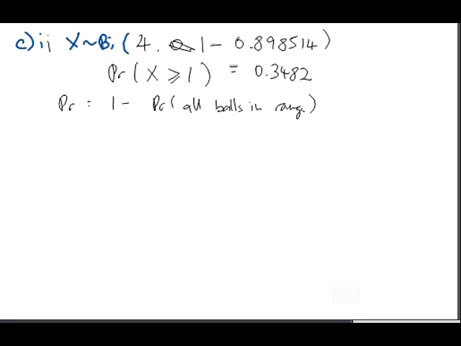And so if you were to go ahead with that, you can do 1 minus 0.898514 to the power of 4, and you'll come out with the same thing. I like the second approach better, to be completely honest. But either one will give you the right answer, so don't be fussed in the exam about this.